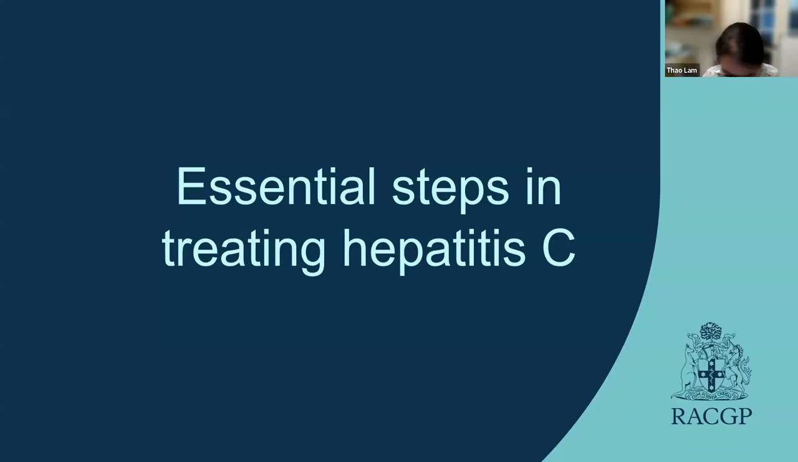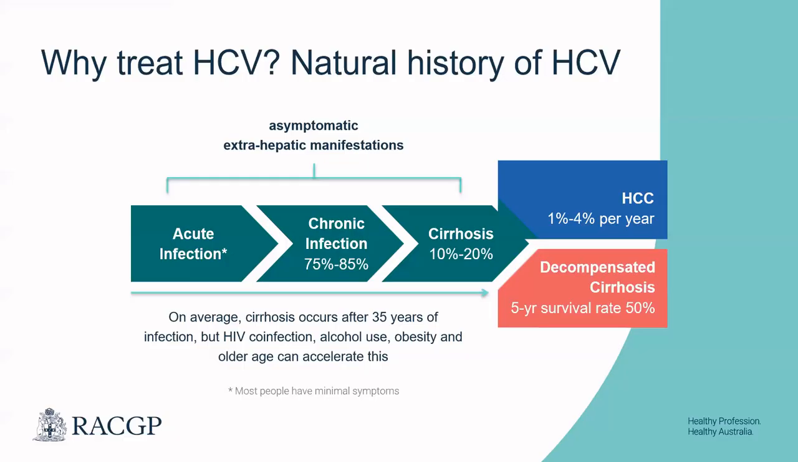I might get started in this section where we'll be looking at the essential steps in treating hepatitis C. So, next slide, please. So why should we treat hepatitis C? The majority of patients who are infected with acute hepatitis C would go on to developing chronic infection, with about 10 to 20% who would then go on to developing cirrhosis over about a 30-year period.